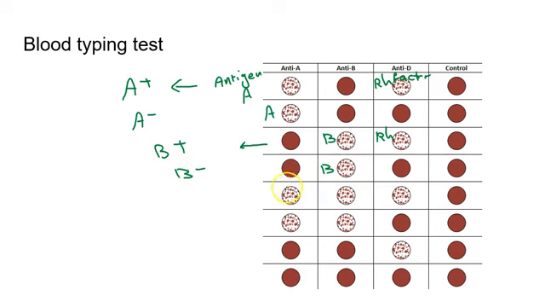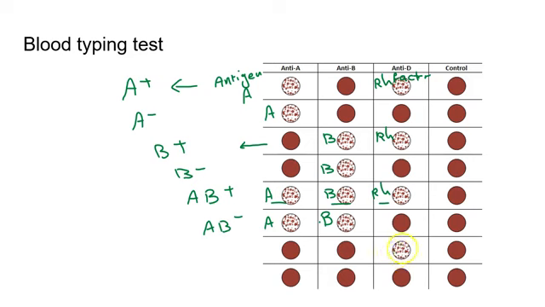And look at here, after adding anti-A, we got a reaction, so there is antigen A. We got a reaction with anti-B, so antigen B is present. We got a reaction with anti-D, so RH factor is present. So our blood type is AB positive. Next, we got a reaction with anti-A and anti-B, so we have antigen A and antigen B, but there is no RH factor. So the blood type is AB negative.